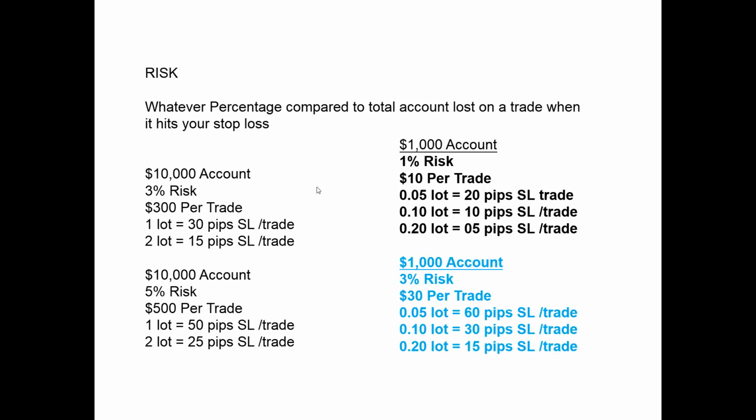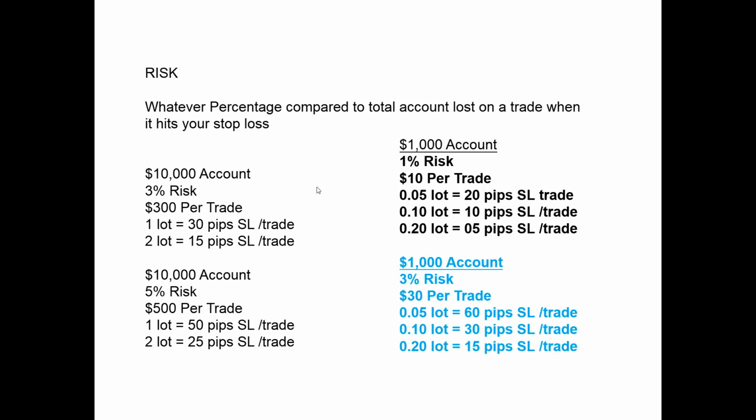Now, on a $1,000 account, we're going a little bit higher risk. We're going to have 3% risk. 3% is going to be $30 per trade. So with a 0.05 lot, we're going to be able to have a 60 pip stop loss. Decent, right? With a 0.10 lot or a mini lot, you're going to be able to have a 30 pip stop loss. And then with a 0.20 lot, you're going to be able to have a 15 pip stop loss. That's 3% risk on a $1,000 account.